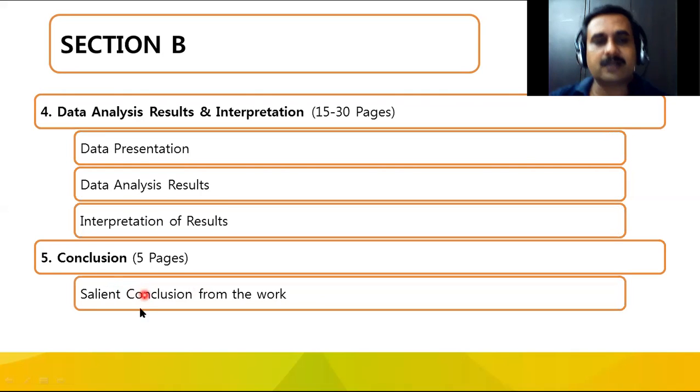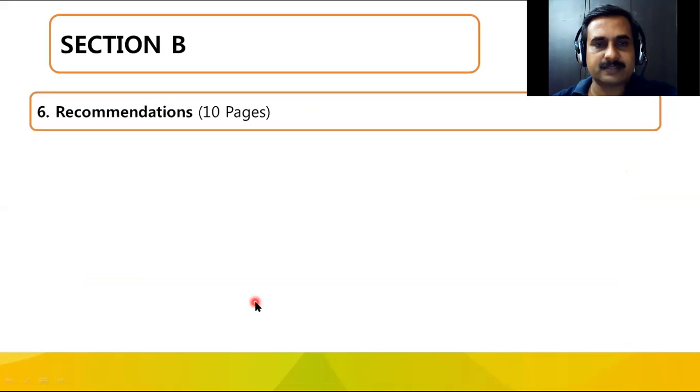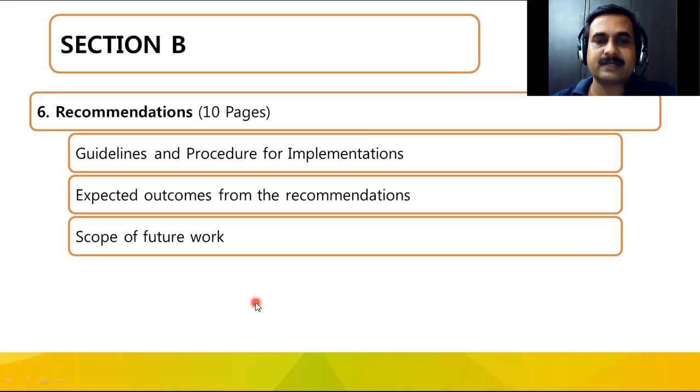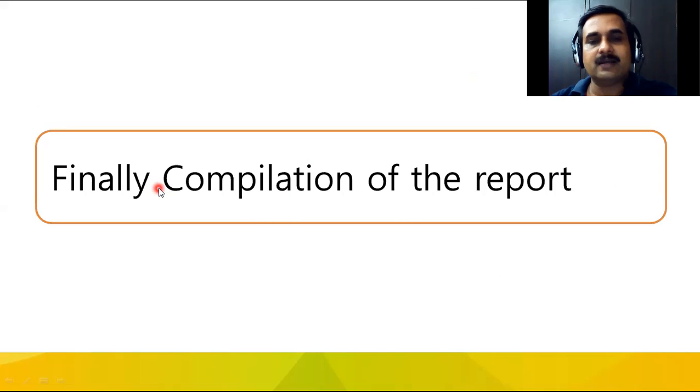Then finally, the final conclusion from the work and limitations of the study. Then in recommendations, guidelines and procedures for implementation, expected outcomes from the recommendations, the scope of future work, then appendix and bibliography. And finally, compilation of the entire report. What can be the guideline to prepare a particular report, like font size, spacing, and everything is going to be covered under this.